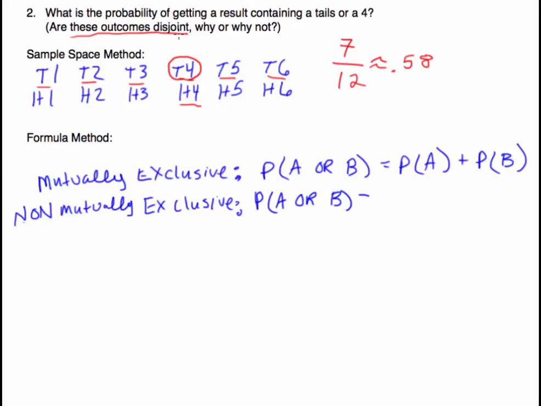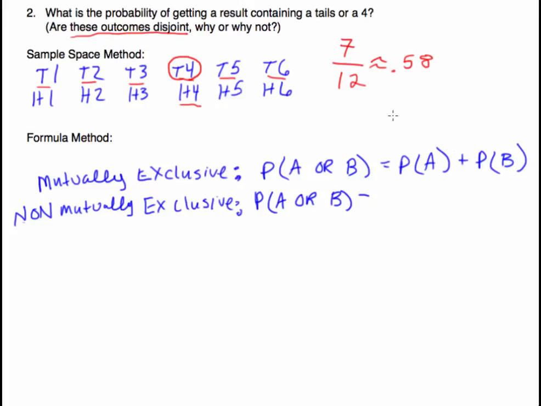The key here, and what's going to make this different, is that if they were mutually exclusive, just like our last example, then using the formula, we could just figure out the probability of getting a tails, and then add the probability of getting a 4, adding them together.